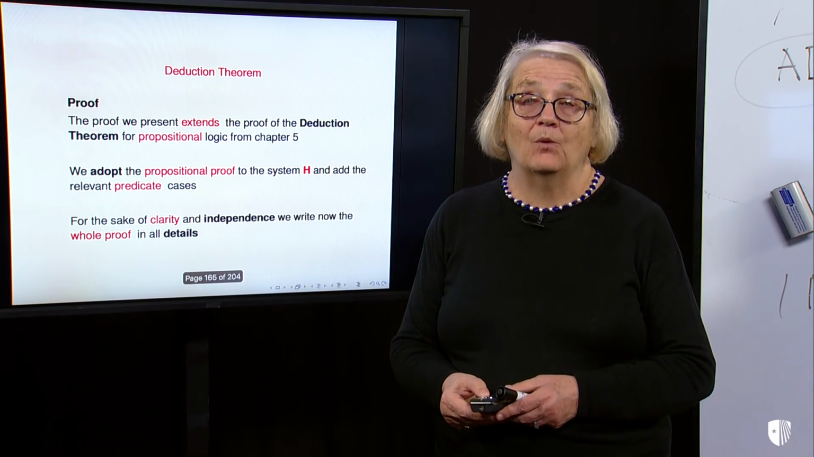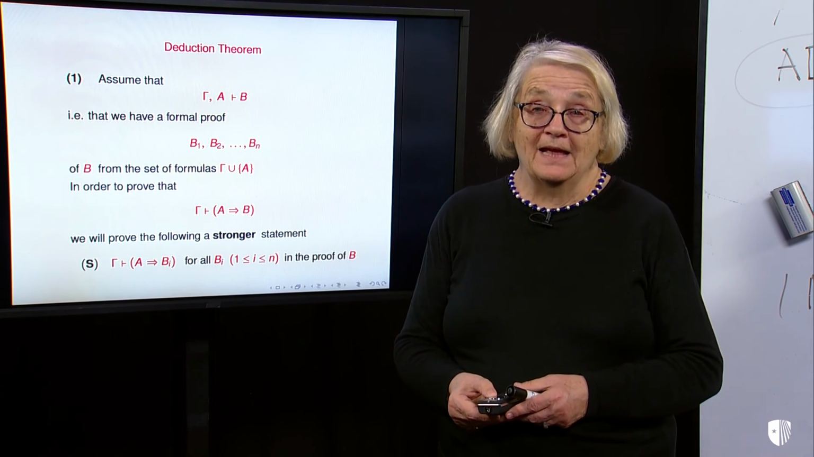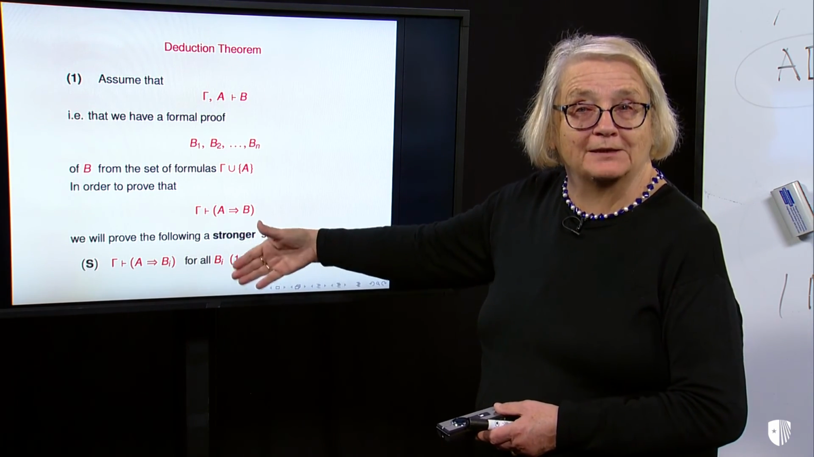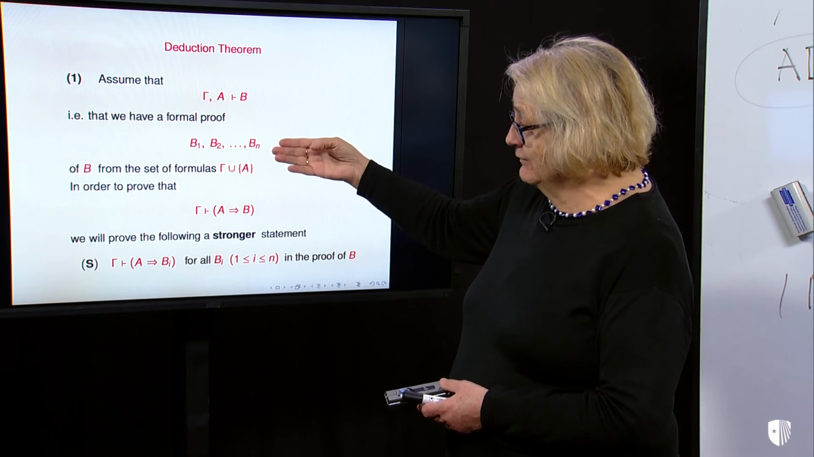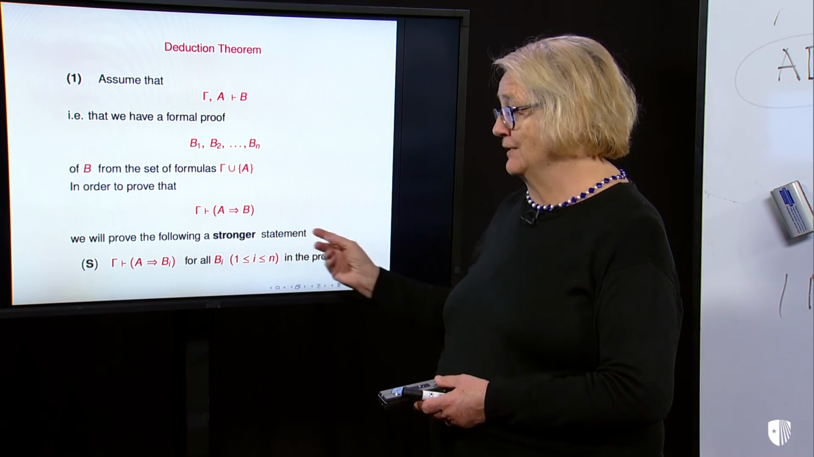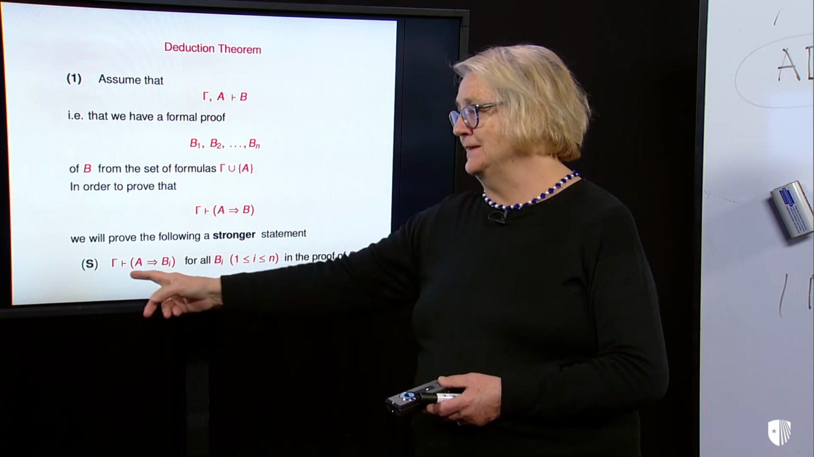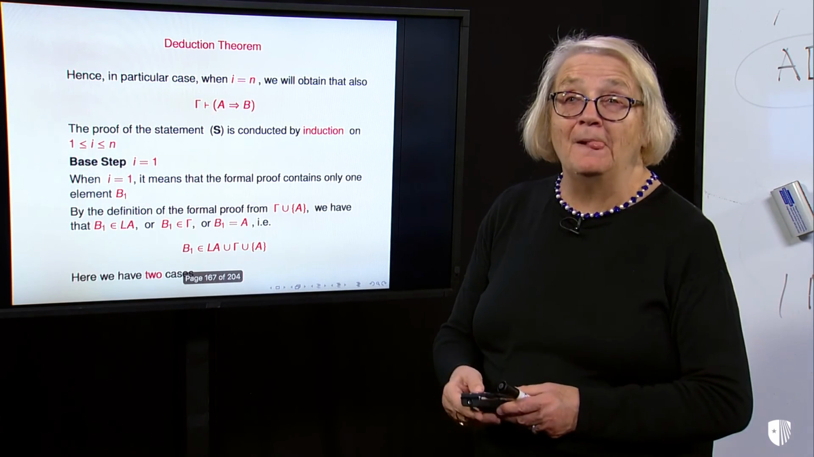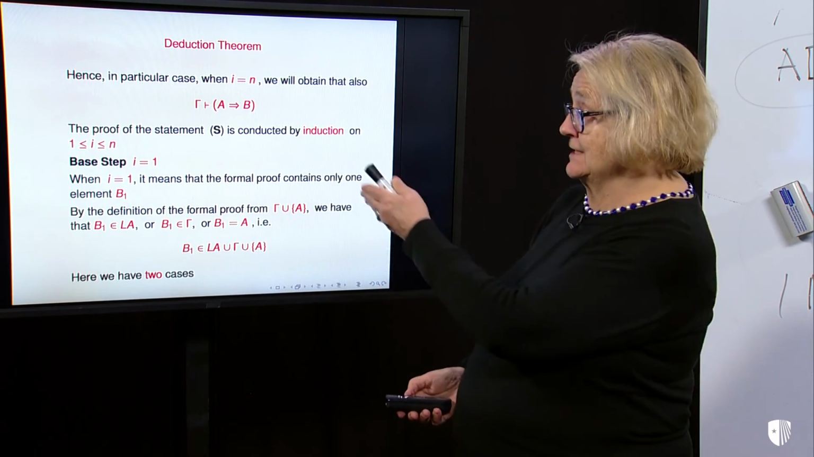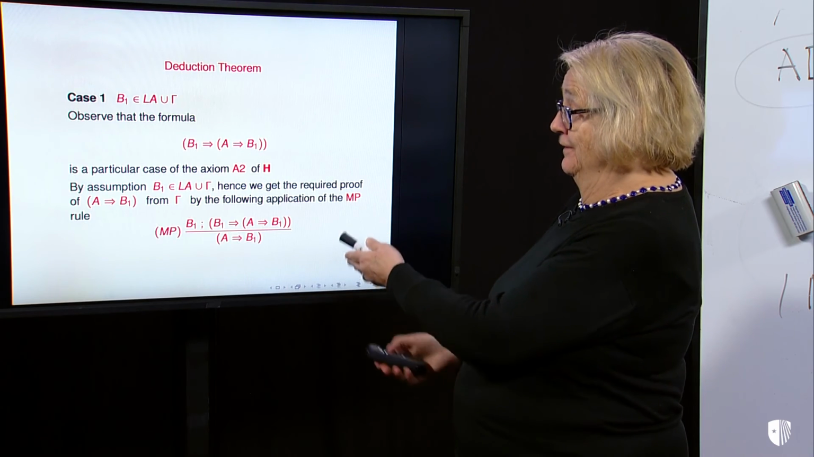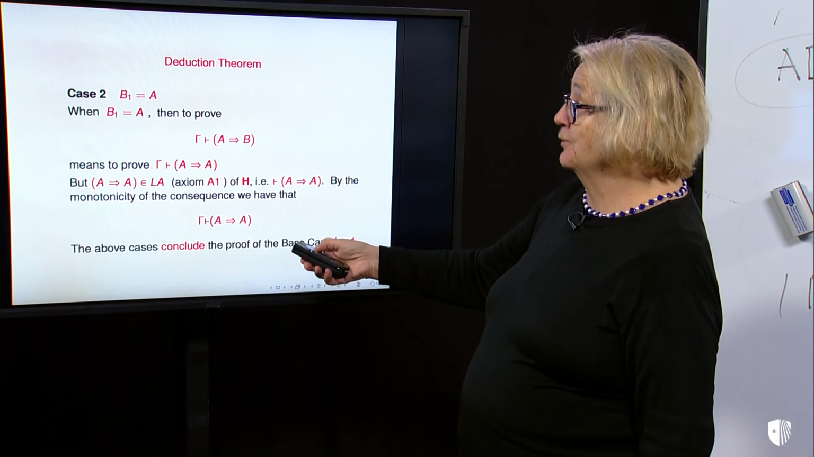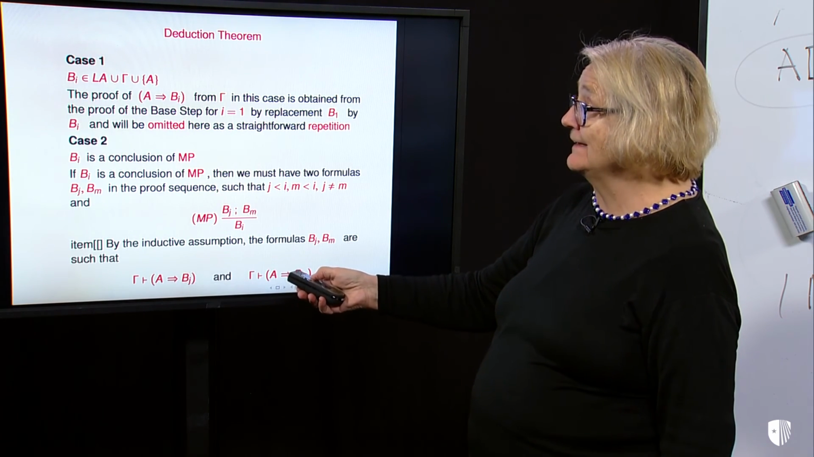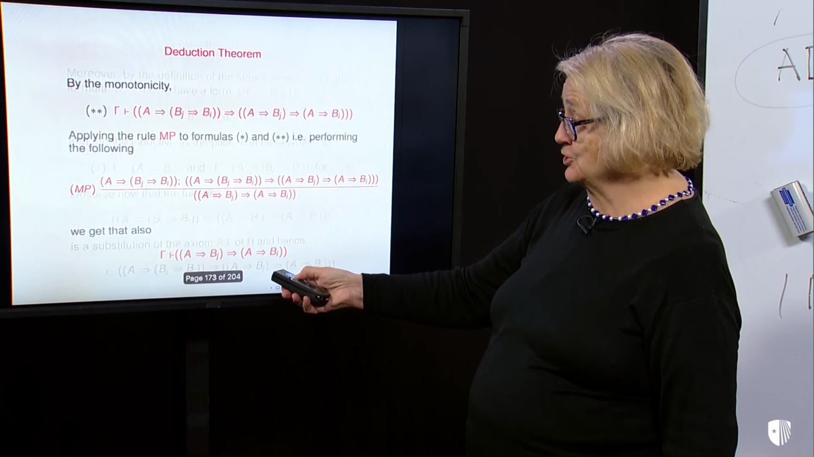And now, when you want to prove the deduction theorem, I copied it from our earlier deduction theorem. Instead you have a formal proof. We prove the strongest statement, that gamma proves A implies Bi, where Bi is in the proof. And of course you do the base step, and you have modus ponens. You do it by step-by-step induction.